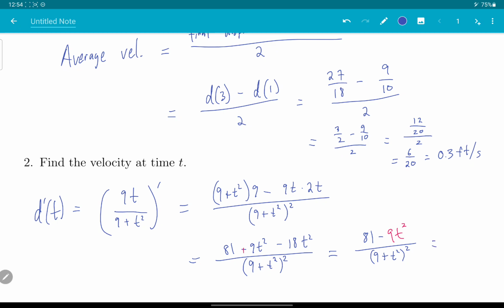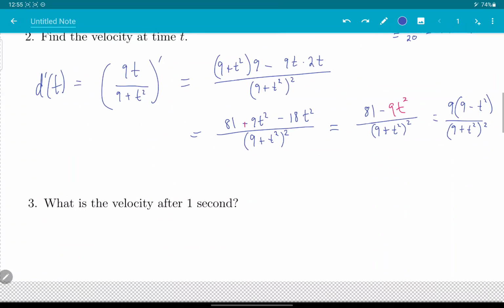And as a nice calculus student, I factor that numerator. That is going to be useful later. All right, there's my velocity function right there.